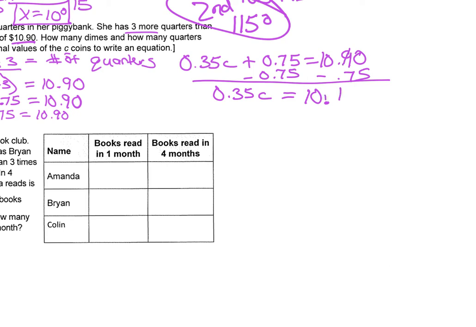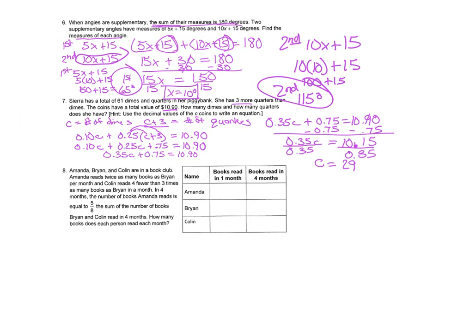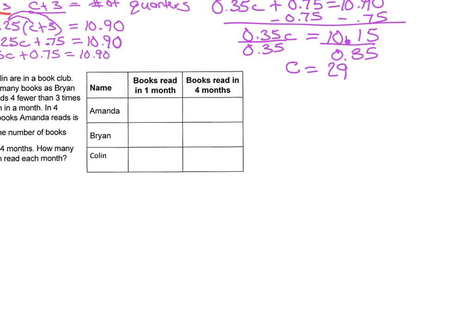Just kidding, 15 cents. $10.15. Okay, so now I divide both sides by 35 hundredths. So I'm left with C. 10.15 divided by 0.35, you can use a calculator, is going to tell you you have 29, and that represented, if you look back over here, it was the number of dimes.